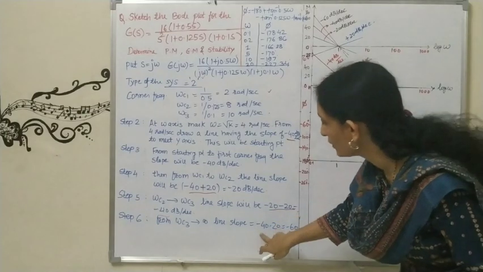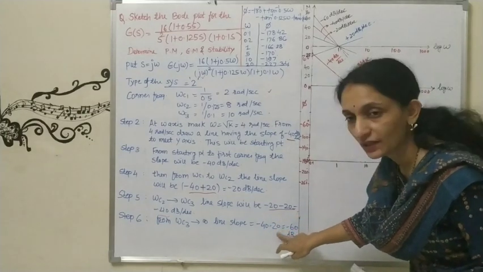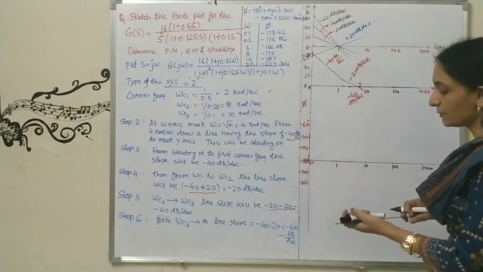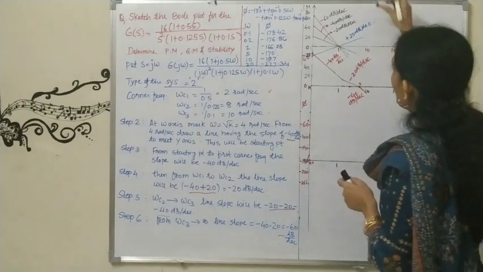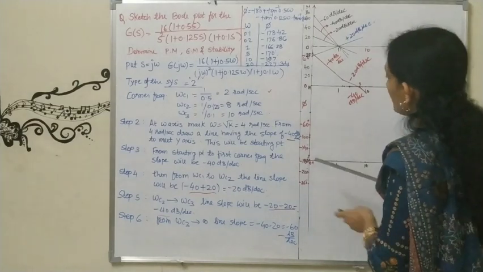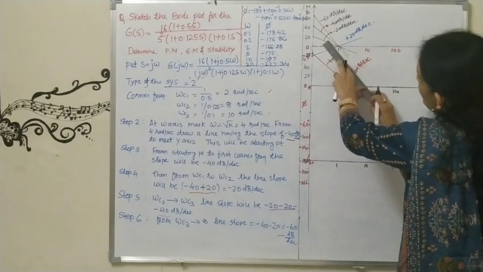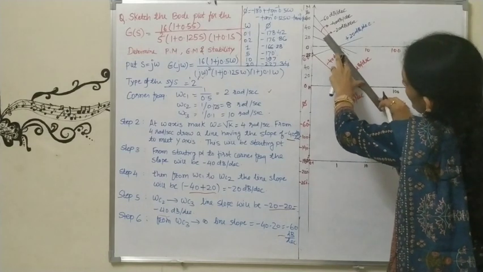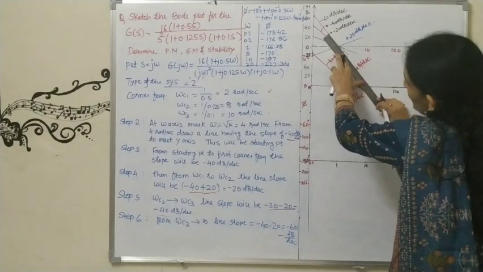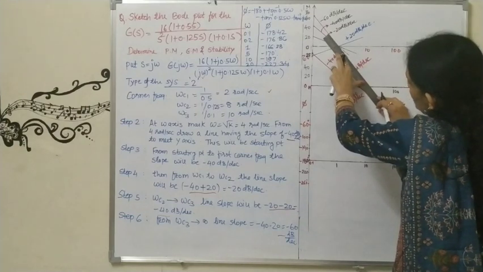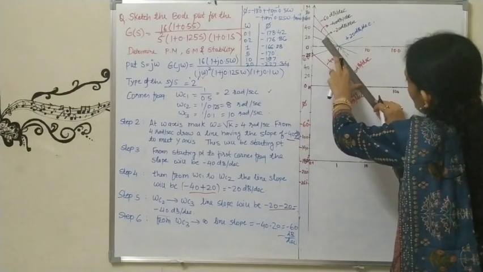So minus 40 and minus 20 will give me minus 60 dB per decade. I will draw the line with minus 60 dB per decade from omega C3 to infinity. So look at this, this is my minus 60 dB per decade line. Please use the ruler scale to draw a proper line slope.